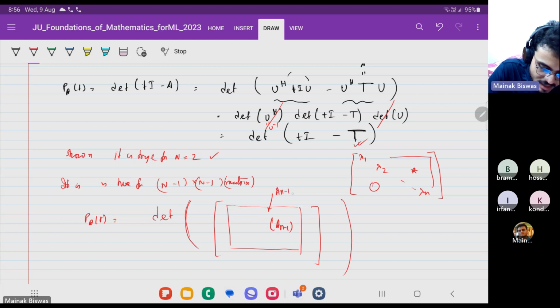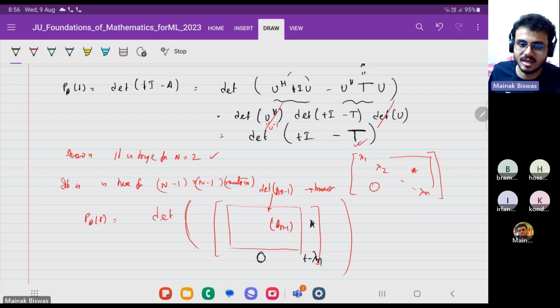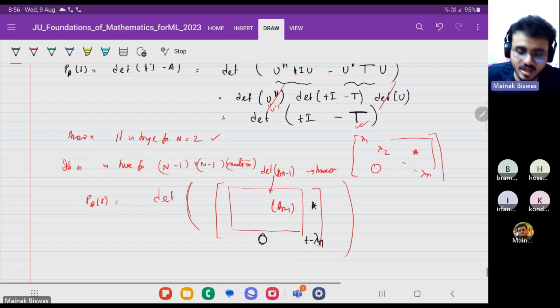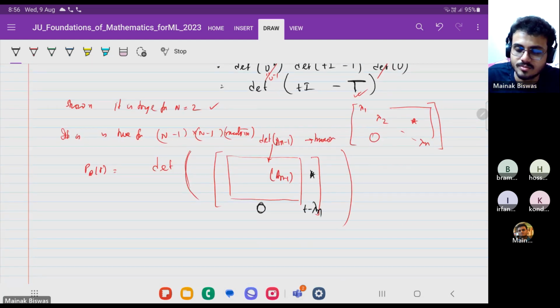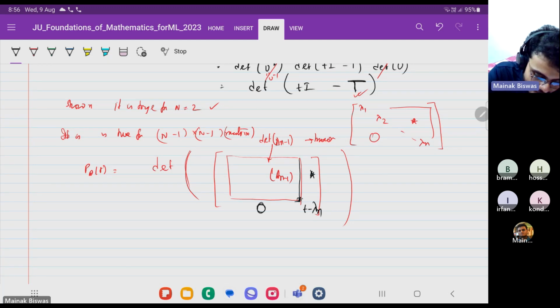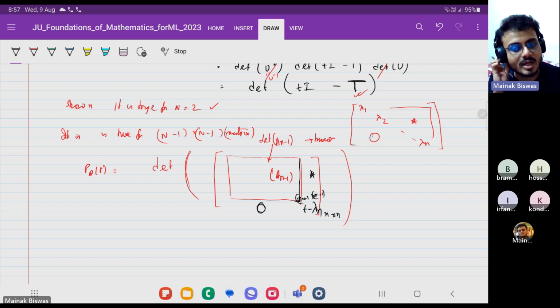This is your A n minus 1. Determinant of A n minus 1 is known by induction, right? And this is T minus lambda n. And you have some stars over here, and by this Schur triangularization, you will have something like this. Agreed or not? So I'm just expanding an n minus 1 cross n minus 1 matrix to an n cross n matrix. So do you see that now you can understand what I will do next?